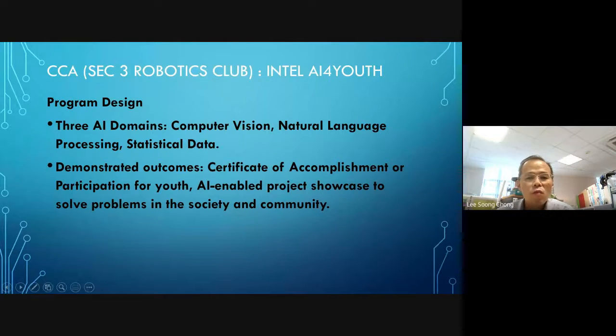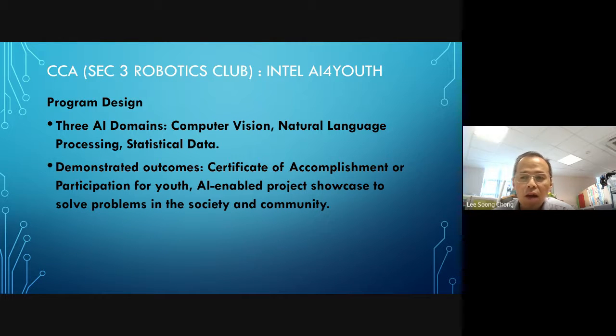When it comes to tier 2, this is for selected students. We have identified some students who really have the attitude and the aptitude, and we embark on the AI for Youth program. This is quite a long process and requires commitment from the students. But our students already have some exposure, so they know what to expect from this program.